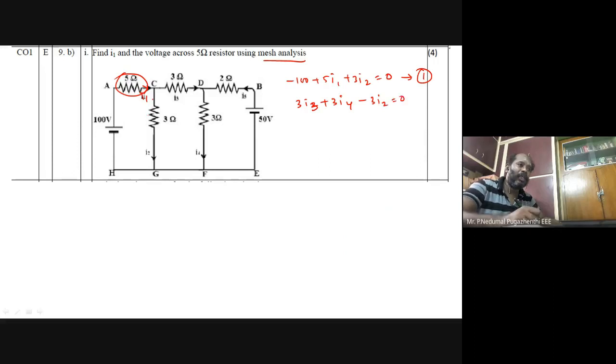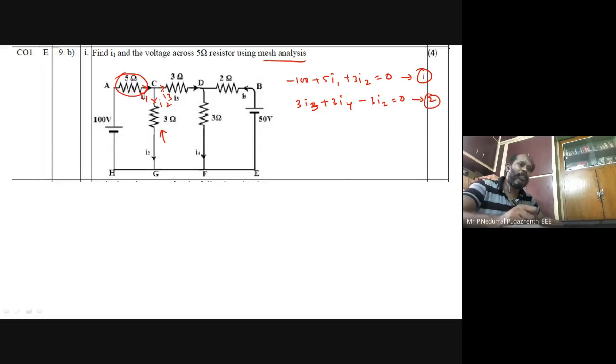You can see that the current I2 is in this direction, I3 is in the opposite direction, and I4 is here. So if I take this voltage, it is going to be opposite. So 3I3 plus 3I4 minus 3I2 is equal to 0. This is my second equation.